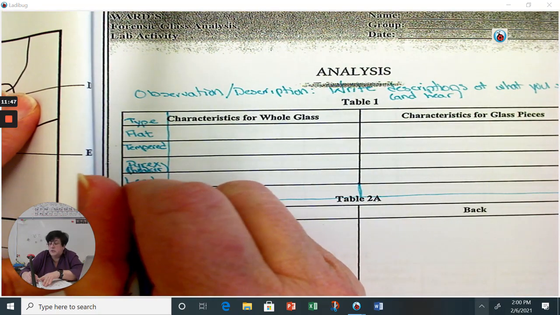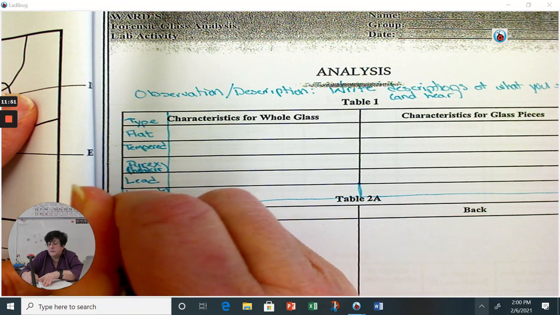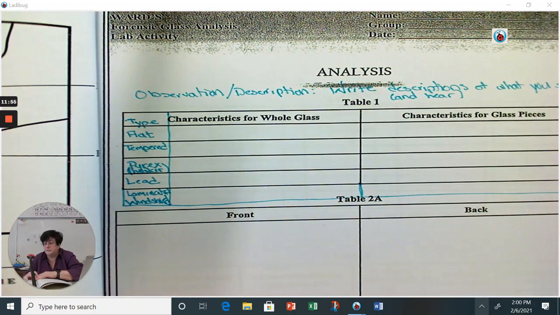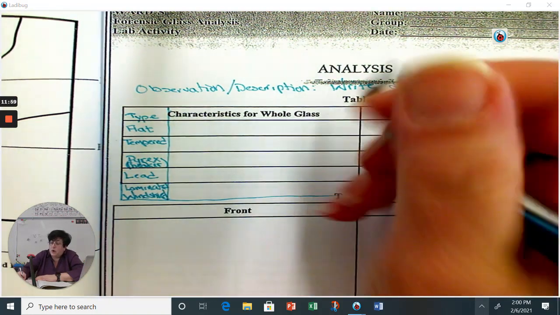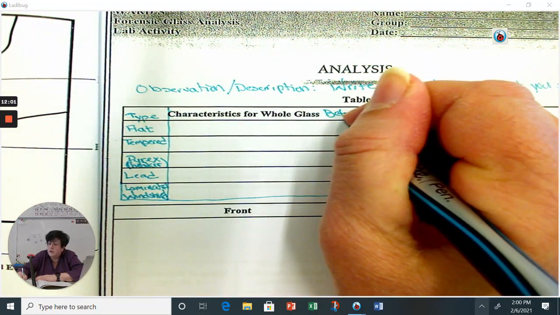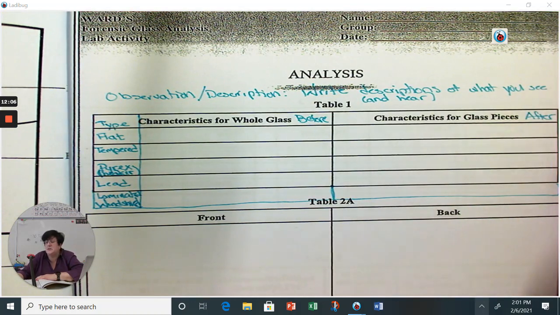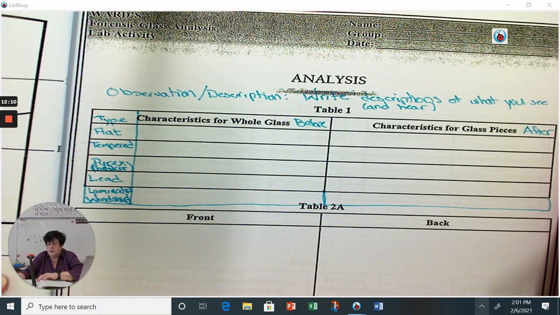And this is going to be laminated windshield glass, because it breaks differently. Okay, so this is going to be before the break, and this is going to be after it's broken. What do the pieces look like? Are they sharp? Are they big? That kind of thing. Right.